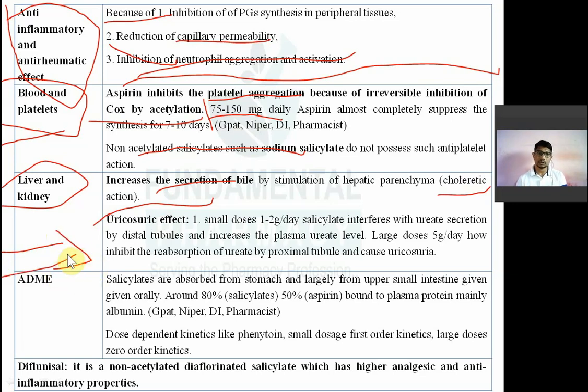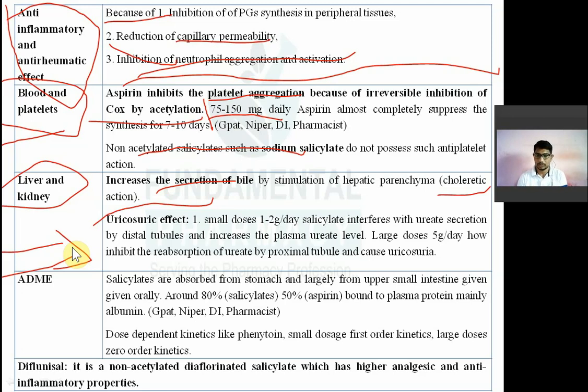So gout में क्या होता है? Gout में तो यूरिक एसिड लेवल आपका बढ़ जाता है, and that uric acid combines with the different cations in the body like sodium, calcium, and that salt of uric acid with the cations gets deposited into your joints, and that is responsible for the pain, inflammation and swelling of the joint. That is nothing but gouty arthritis. So that's why aspirin is also useful in gout. In higher doses it acts as a uricosuric drug, meaning it will increase the excretion of uric acid, which is helpful in gout.